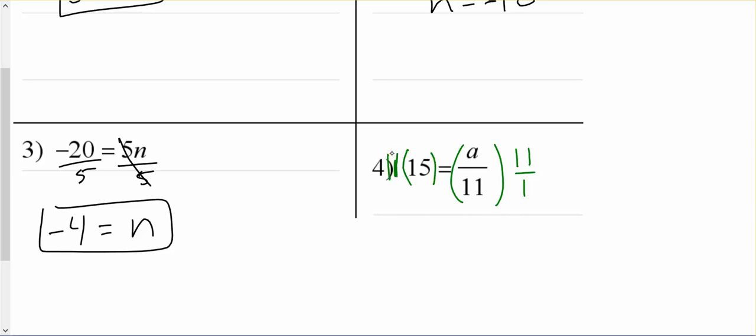And 11 times 15, well, we can do this in our head. What's 10 times 15? 10 times 15 is 150. And now we just have one more 15 to add in there. So 150 and 15 makes 165.